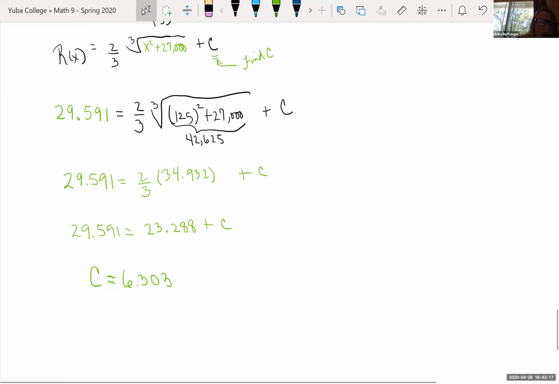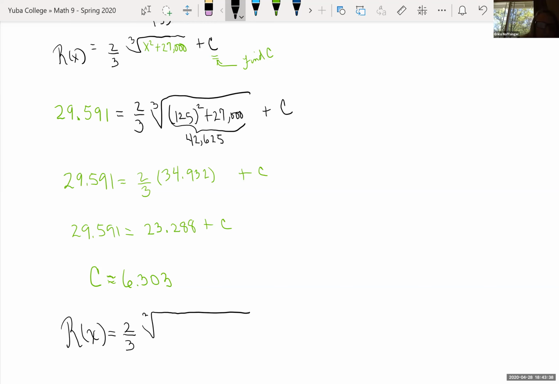Okay, so we now have our revenue function that we can use to find how much our revenue is going to be selling x number of MP3 players. And so R of x is equal to 2/3 cubed root of this x squared plus 27,000, plus what we just found C to be, which is 6.303.